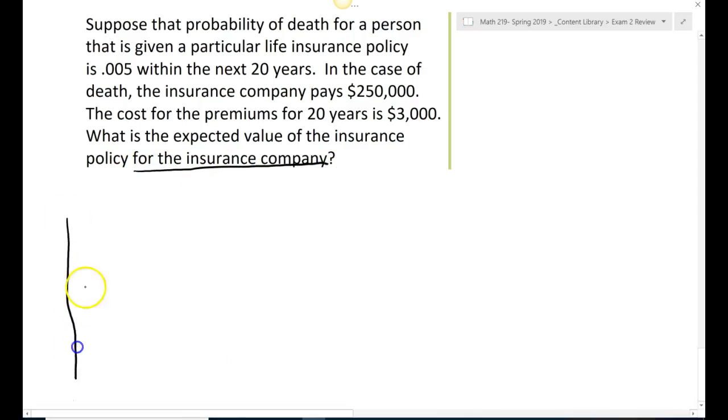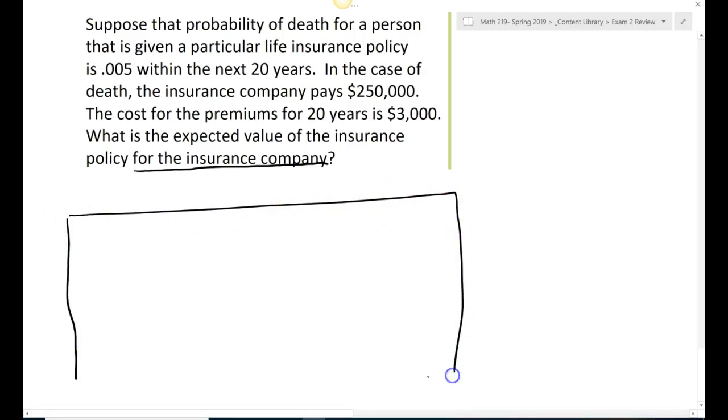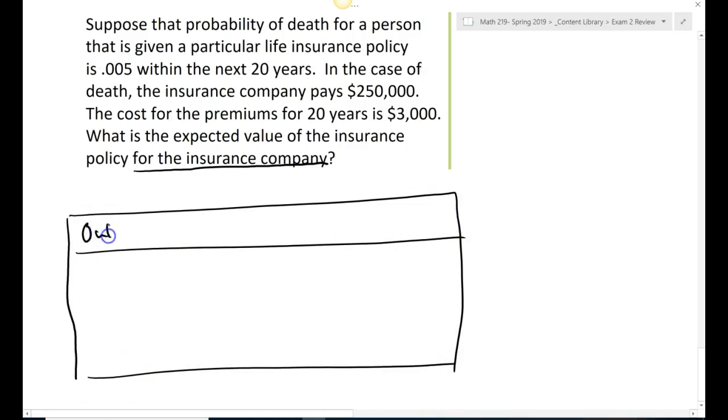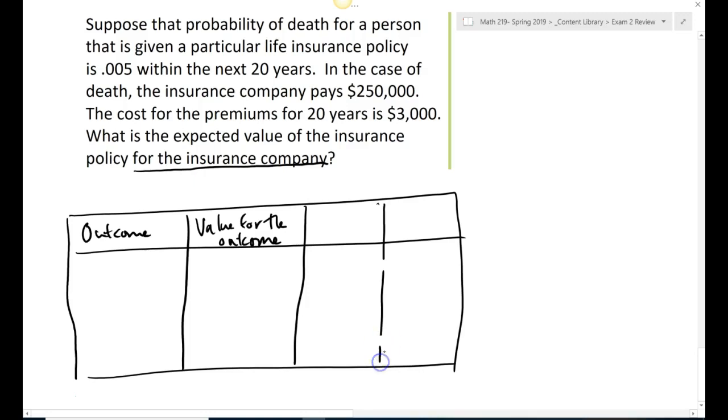Okay, so I'm going to set up my discrete distribution just to make this easier to visualize. I have an outcome, and I'm going to distinguish this as outcome, all right, and then I'm going to have a value for the outcome. And then I'm going to have the probability that X equals x, and then I'm going to have finally x times the probability that X equals x.